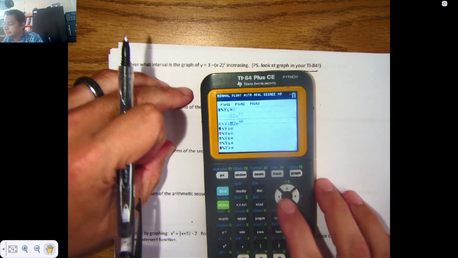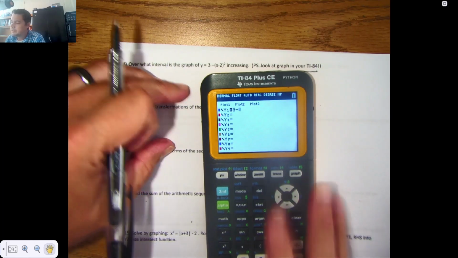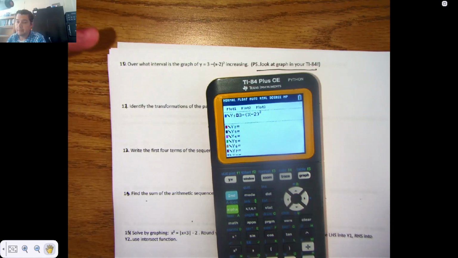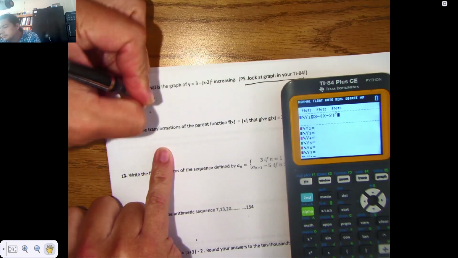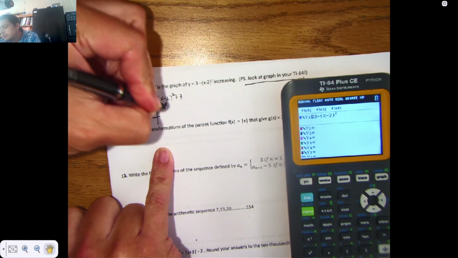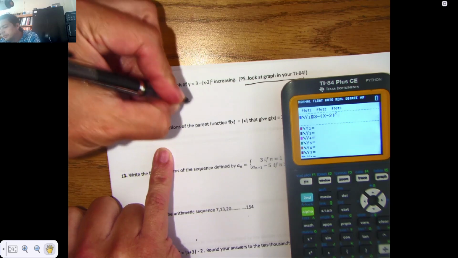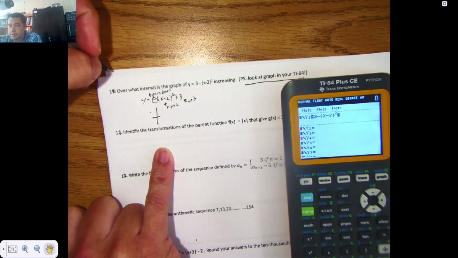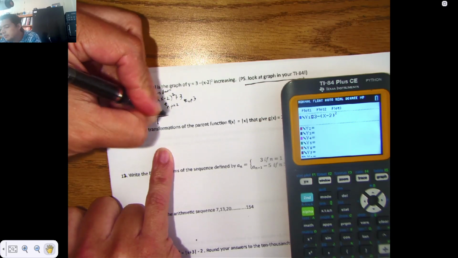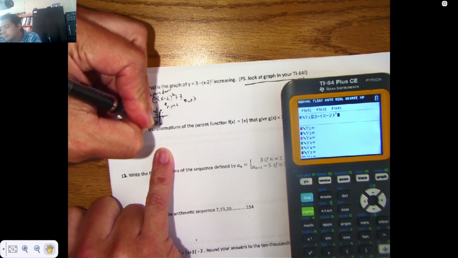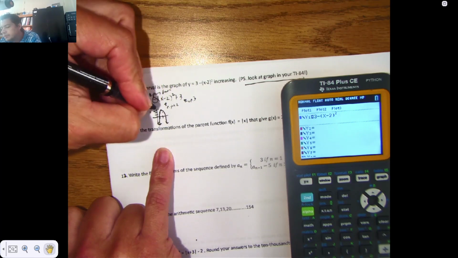So I go to y equals. I type in 3 minus (x minus 2) squared. You actually should know how to graph this by hand. Let me show you what it looks like by hand. It goes right 2, up 3, opens down. This stuff is on your graphing quizzes. Right 2, up 3, opens down. That's what it looks like with a vertex sitting at (2, 3).